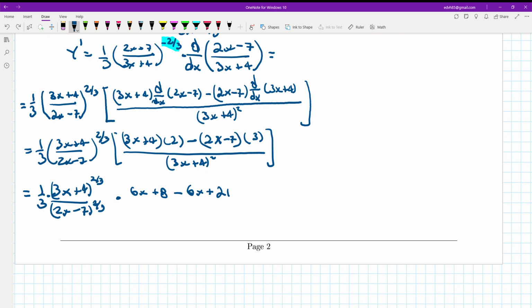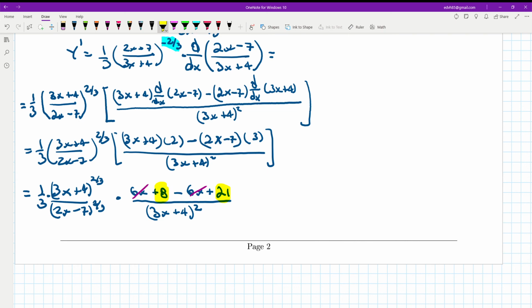And see what is going to happen here. Notice how the 6x's go away, and we have 3x plus 4 quantity squared right here. In the end, we are going to get the following. We're going to end up with the sum of 8 plus 21, which will be 29.